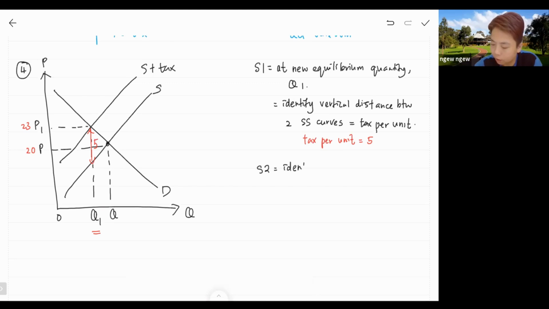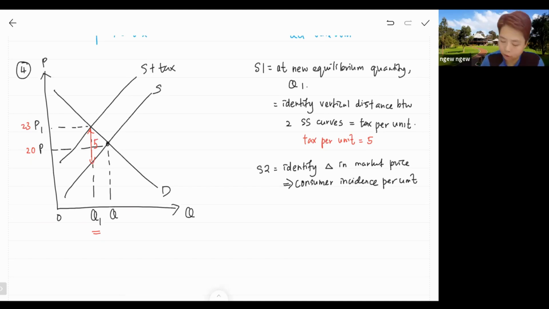Step 2, you need to identify the change in market price. The market price is paid by the consumer. Therefore, the change in market price will show you the consumer incidence per unit. As we can see here, originally consumers were paying 20, now consumers are paying 23 after the tax is imposed. So $3 is taken by the consumer.